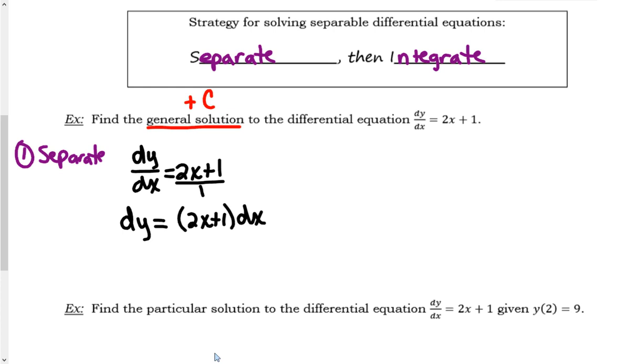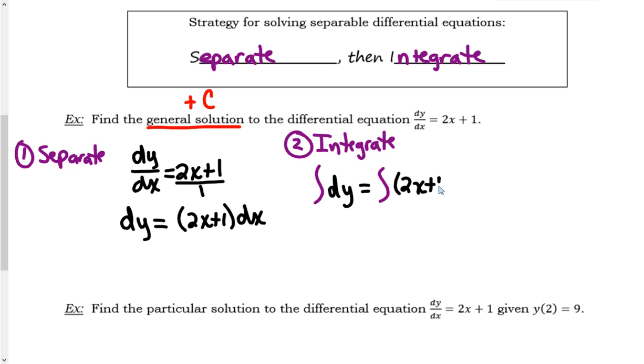So we've done step 1. Now we need to do step 2. Our step 2 is that we integrate. All that means is I'm going to integrate both sides of the equation. This one shouldn't be too bad. Don't let that integral of dy intimidate you. The antiderivative of dy is just y.